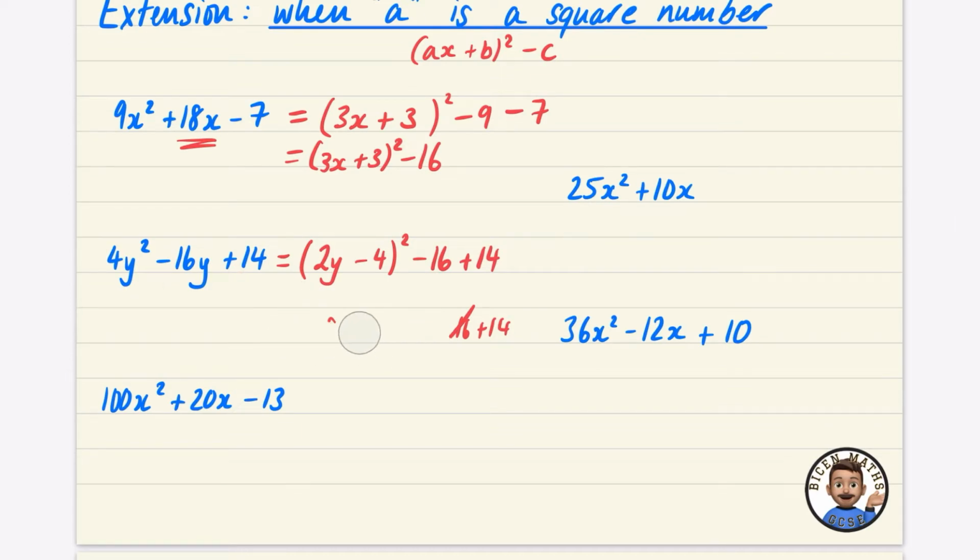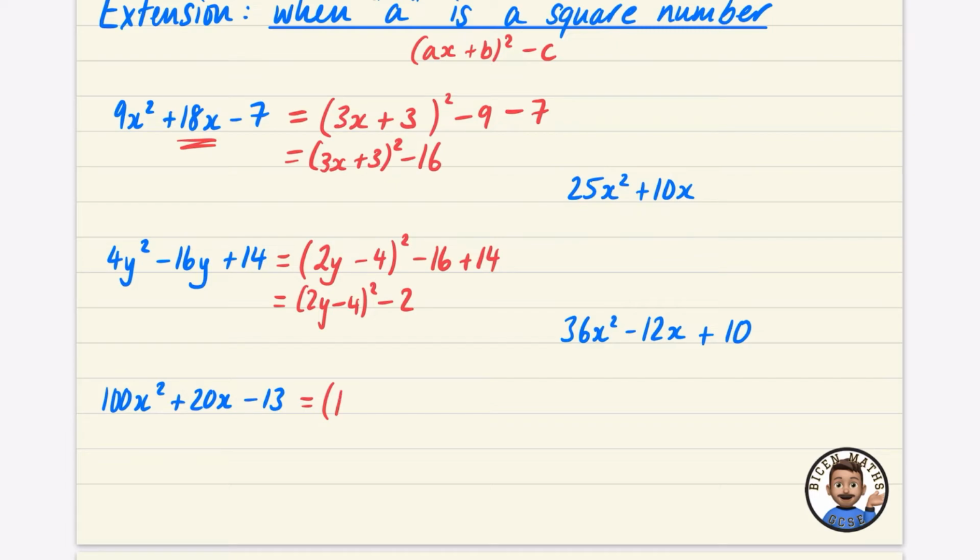So the completed square form for this one is just going to be 2y minus 4 squared minus 2. Although if you were given this in the GCSE, I imagine you would just want to do the previous technique, but it's just kind of worth seeing that this can be done. Okay, I'm going to go a little bit quicker on this one.